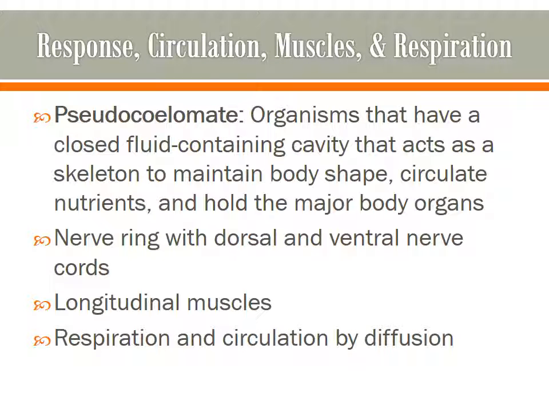Remember that flatworms were acelomate? Well, roundworms are pseudocelomate. That means that they're organisms that have a closed, fluid-containing cavity that acts as the skeleton to maintain body shape, to circulate nutrients, and to hold the major body organs. They also have a nerve ring with a dorsal and ventral nerve cord, which we saw before with flatworms. They also have longitudinal muscles. This allows them to move around. However, respiration and circulation still take place by diffusion.